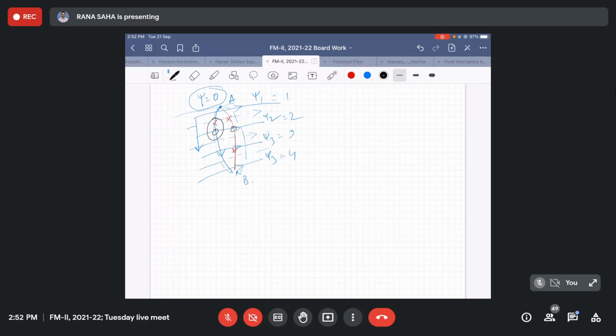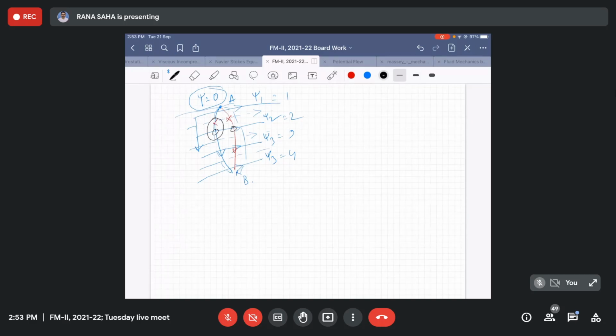Okay. So if you are using the definition of u and v in terms of psi as minus del psi del y for u and del psi del x as v, then the definition for velocity potential should be minus del phi del x as u and minus del phi del y as v. Okay, so that this set of definitions remains consistent.